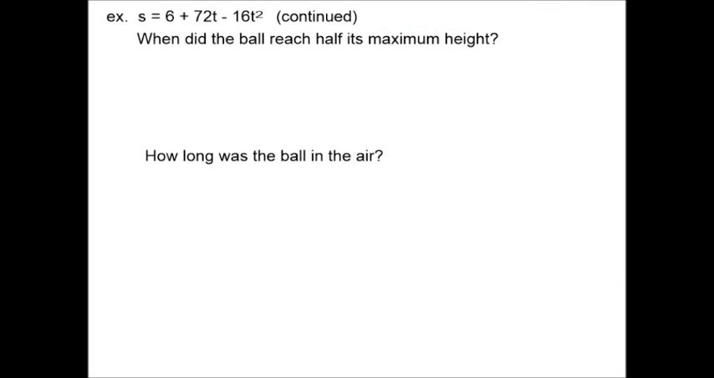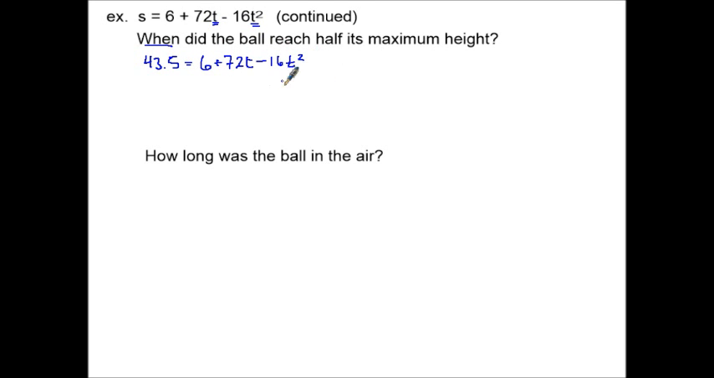Alright, continuing on. I'm asking now, when did the ball reach half of its maximum height? Well, don't overthink this. We just figured out that its maximum height was 87 feet, so half of 87 is 43.5. And the question is when, so I'm trying to figure out t. In our equation, the 43.5 is a height, which is what s represents, so I just set 43.5 equal to the function that I have, 6 plus 72t minus 16t squared.